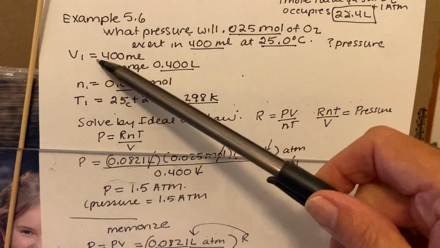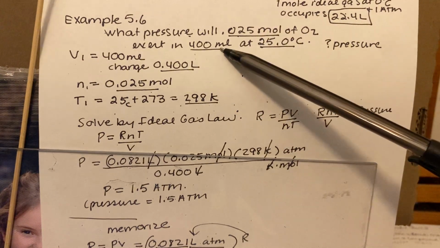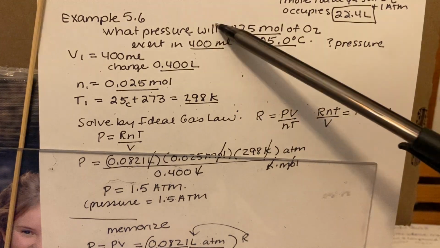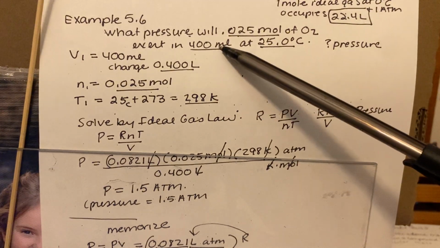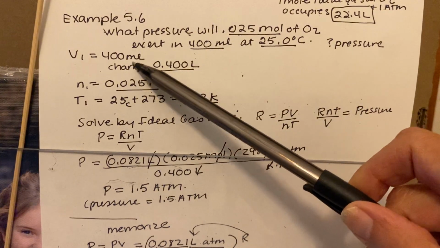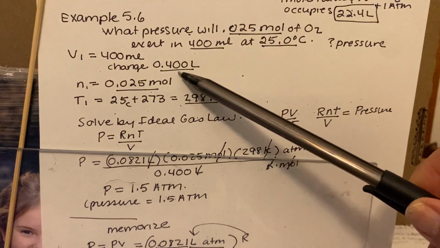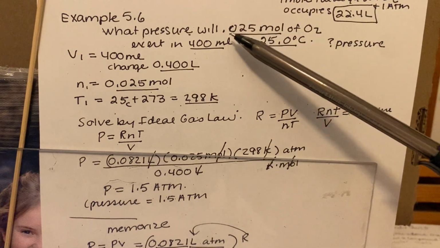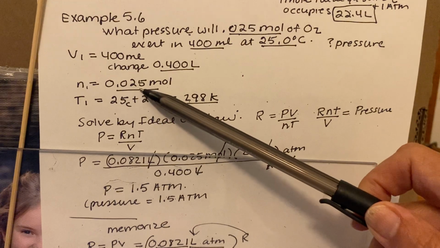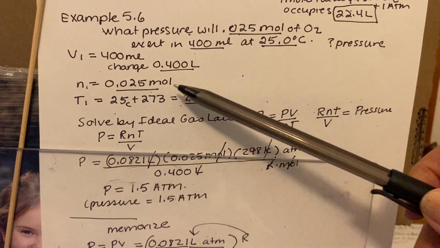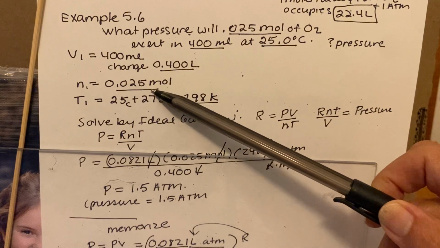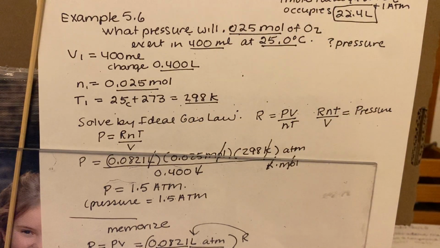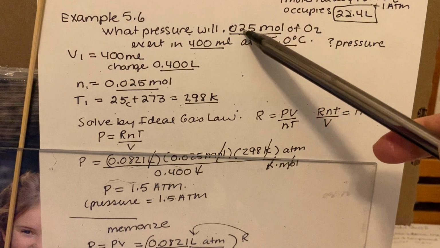So here we have the first one, volume. Volume is going to be in milliliters, 400 milliliters. We're going to have to change this to liters because it has to be in liters. So we change 400 milliliters to 0.4 liters, just by changing milliliters to liters. So that's the first thing we have. Now we have N. What was N going to be? Well, N is going to be 0.025 moles, okay? How did we get that? Well, basically figuring the moles of N right here, 0.025 moles.